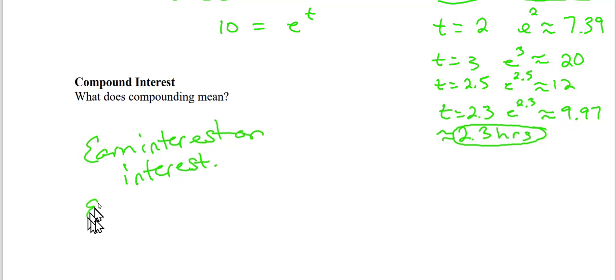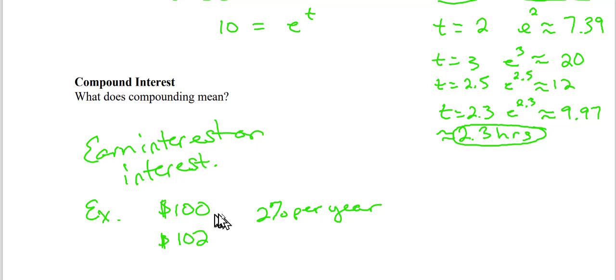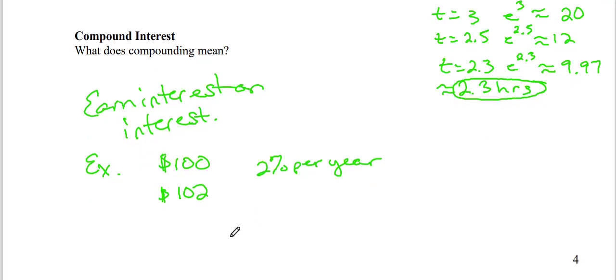For example, let's suppose you start with $100. And then you don't touch it, you just leave it there, and suppose it grows to $102 over 1 year. Let's say you have 2% per year. Okay? That's what you're earning. 2% of $100 is $2. So you add the $2.